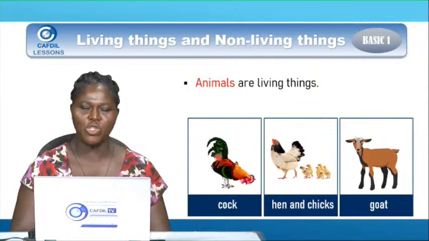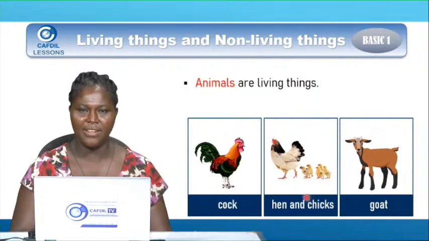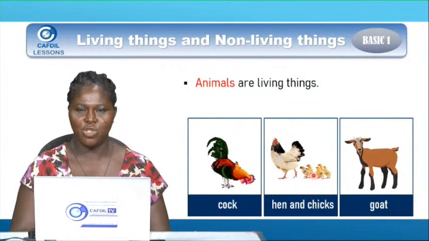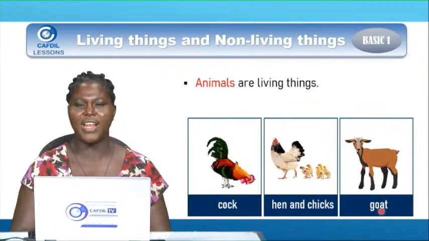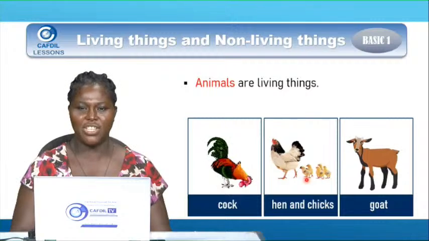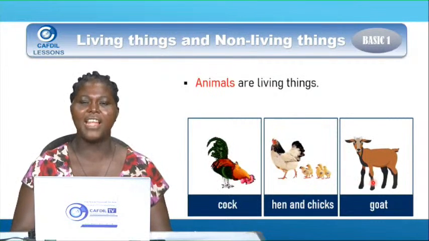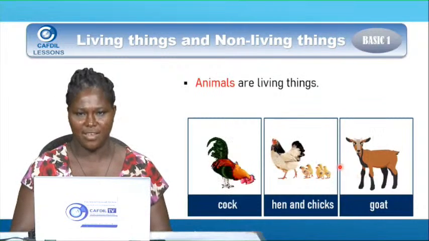We have the cock. We saw the cock in the picture, and the cock is an animal. We have a hen and chicks. We saw it in the picture, and they are animals. The goats is also an animal. So cock, hen and chicks, goats, they are all animals. And they are living things. So animals are living things.